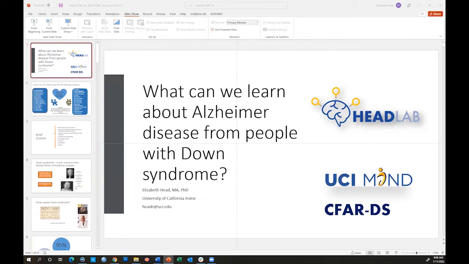And it was originally described in 1887 by J. Langdon Down, who was a neurologist. And this is his first paper describing the phenotype of people with Down syndrome and a kind of classic picture of a baby with Down syndrome, which we are now very much more familiar with.